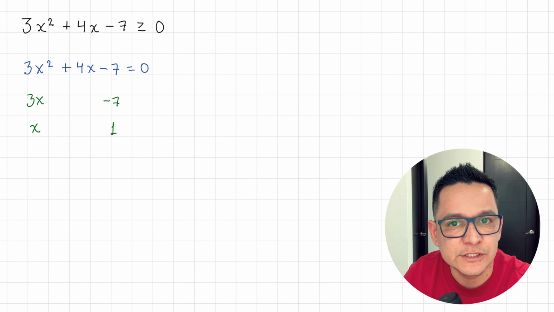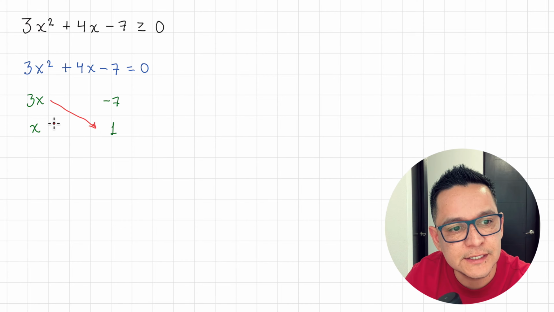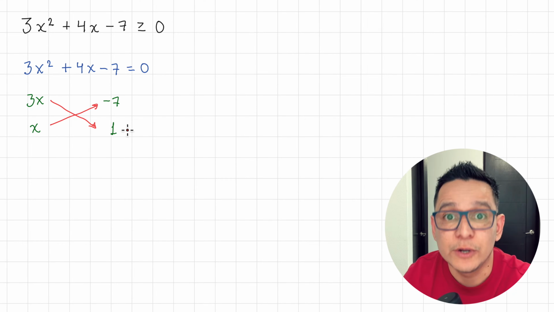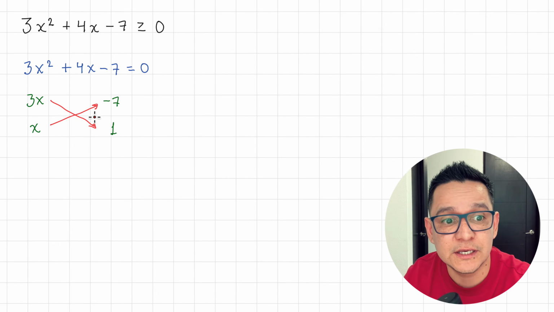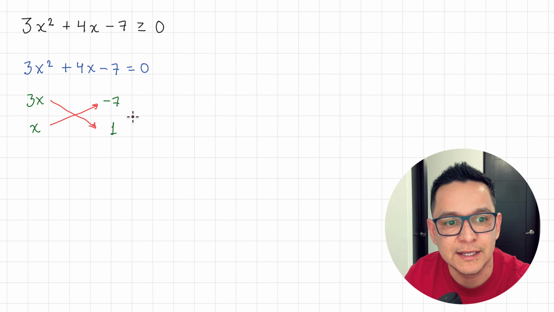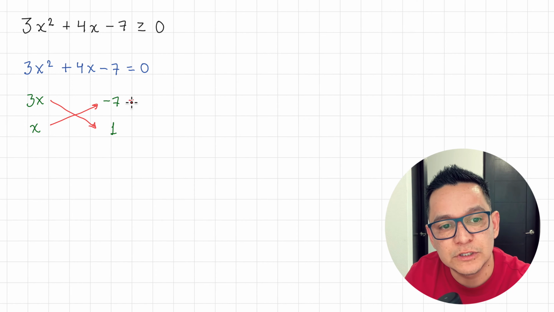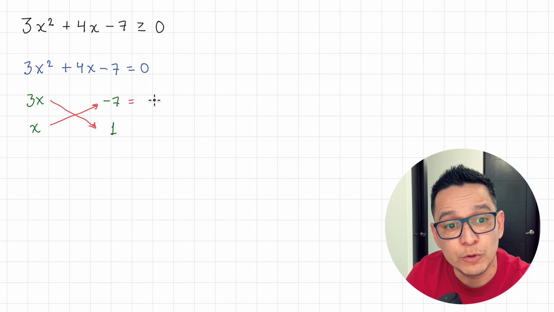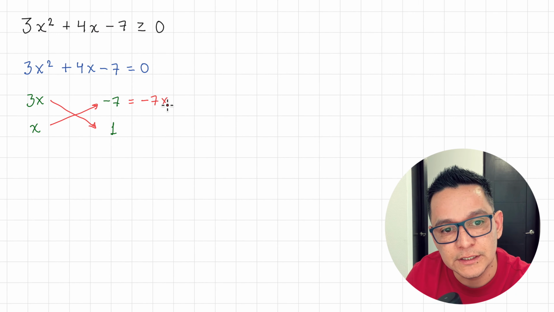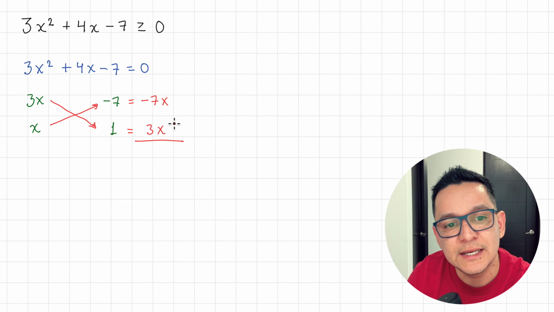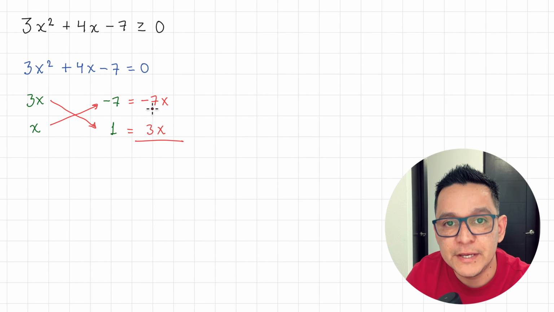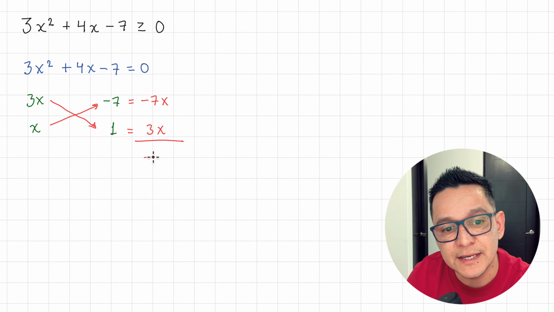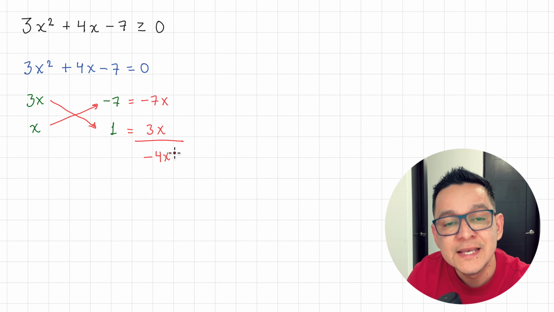Once we have this, we're going to cross multiply. Look, you multiply like this, and you multiply like this. That's why it's called the criss-cross or scissors method. To me, it really looks like scissors, right? So let's cross-multiply x by -7, which gives me -7x. Then we cross-multiply 3x by 1, which gives me 3x. Next, we do this algebraic operation: -7x plus 3x gives me -4x.